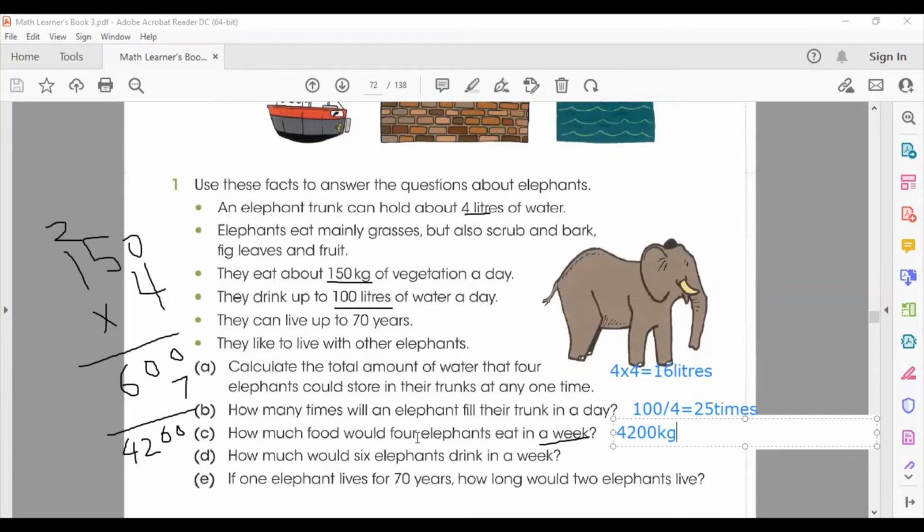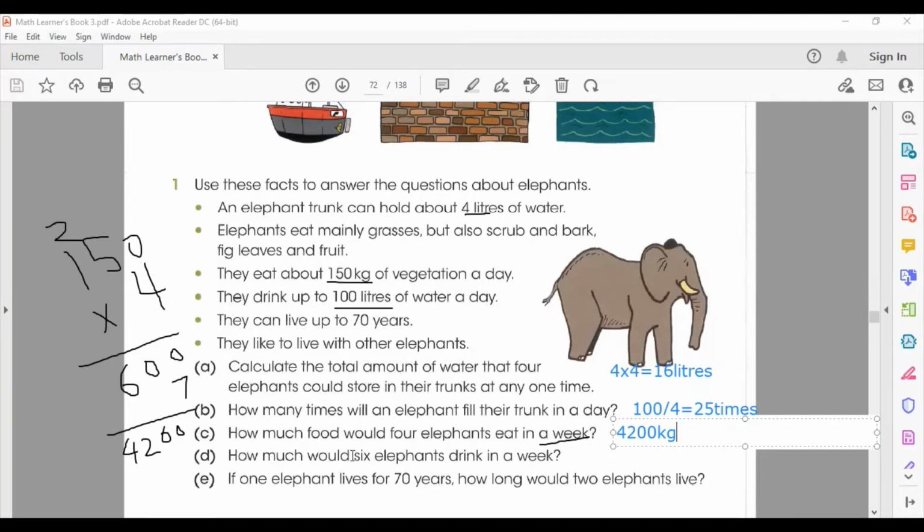How much food would 4 elephants eat in a week? First of all, we need to find the amount for one day. So 4 elephants can eat 600 kg of food in one day. Now we need it for 7 days. So 600 multiplied by 7, 4,200 kilograms. And you can say 4 elephants can eat this much food in a week.